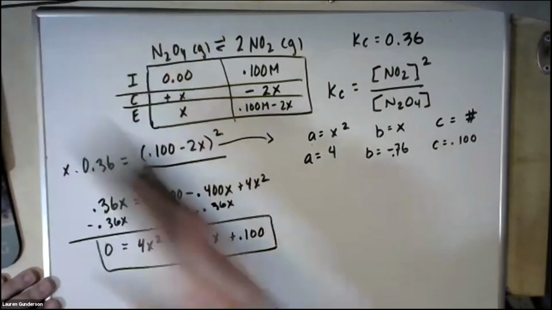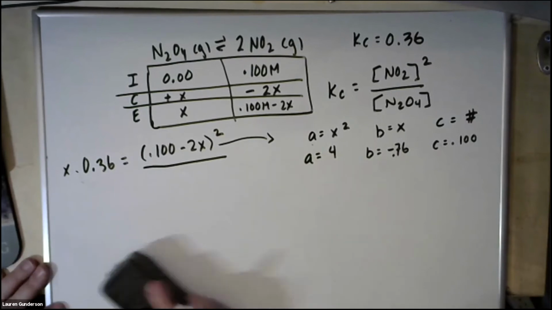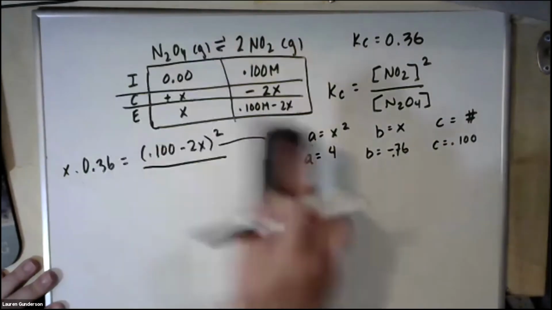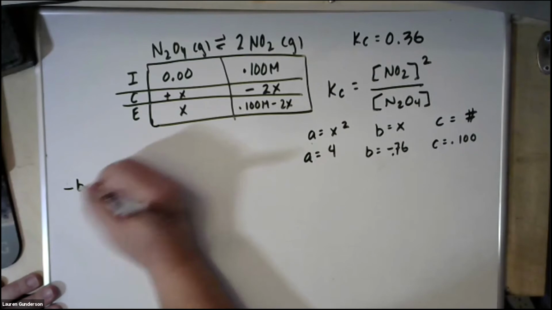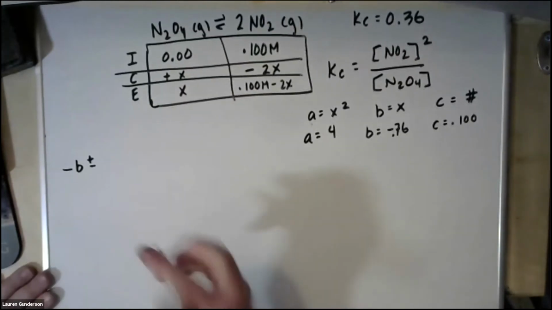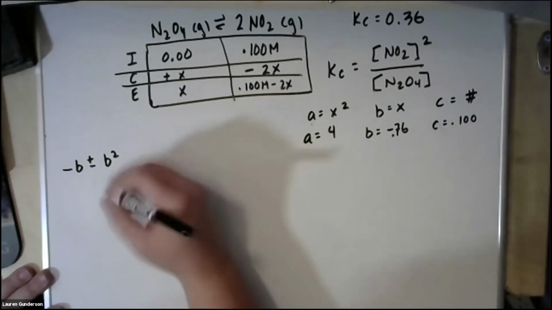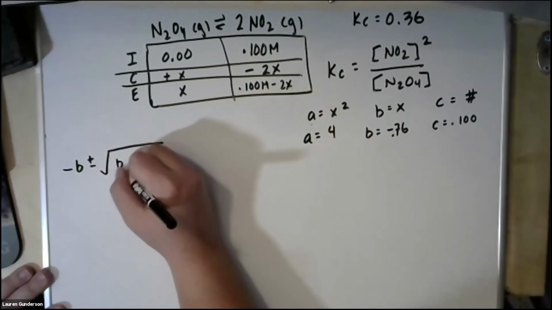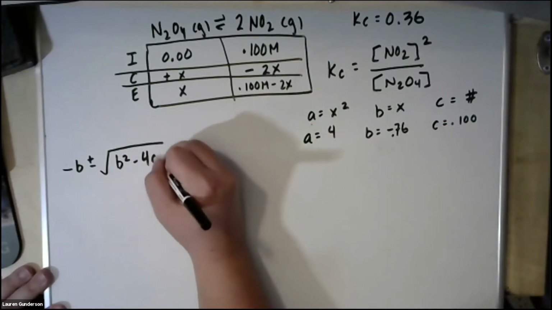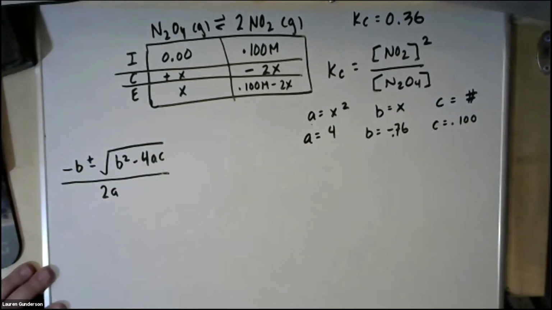All right. Once we have our a, b, and c values, now we are going to plug them into the quadratic equation. Okay, so our quadratic equation is negative b plus or minus the square root of b squared minus 4ac, and then everything is going to be divided by 2a. Okay, you're just going to plug your values in and then solve for the quadratic.